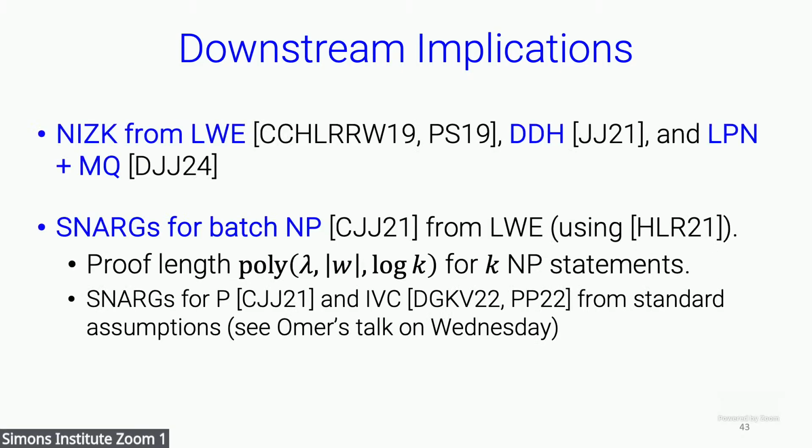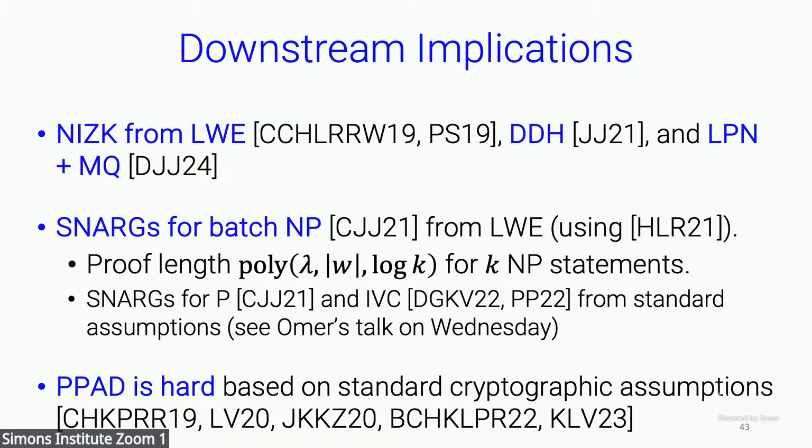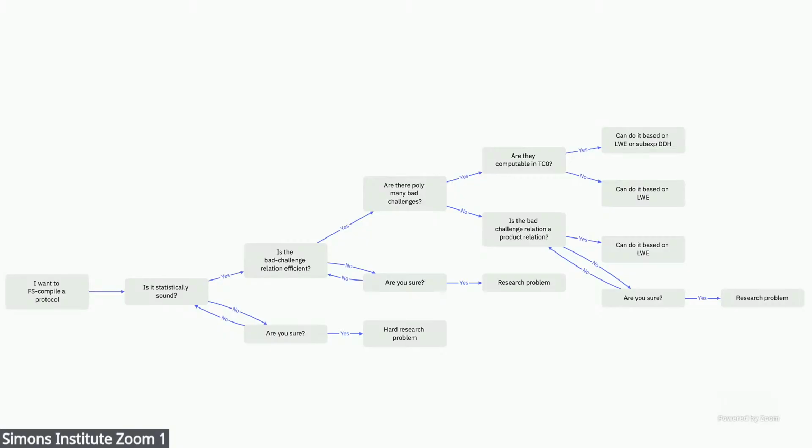And so, through this overall paradigm that we've been talking about today, we've gotten a bunch of really cool results over the last few years, including new constructions of non-interactive zero-knowledge arguments, constructions of succinct non-interactive arguments in the batch setting, which have been applied to give other succinct non-interactive arguments through additional techniques that Omer will tell you about on Wednesday. And again, the main takeaway of the talk is that through all the things that I've said, we have this nice flow chart for what Fiat-Shamir instantiations we know how to do and what are the good open directions for future work.